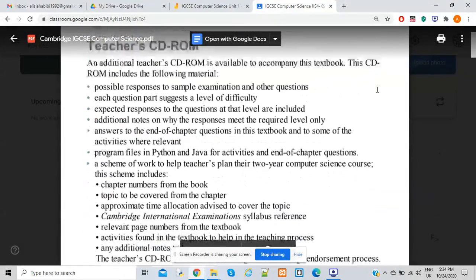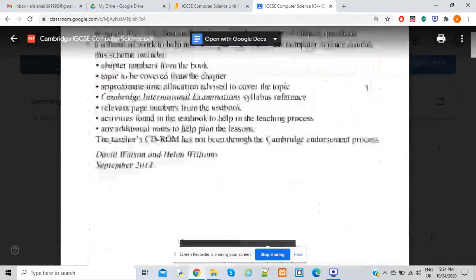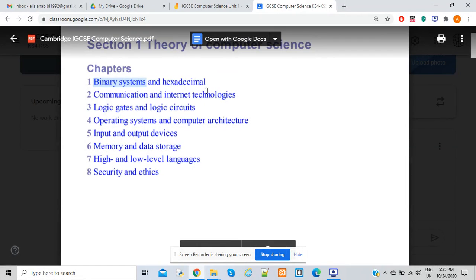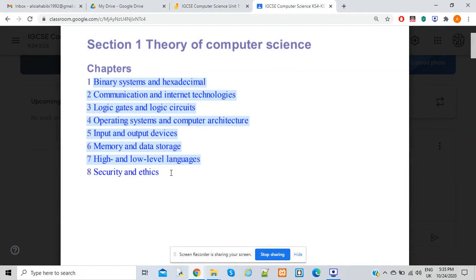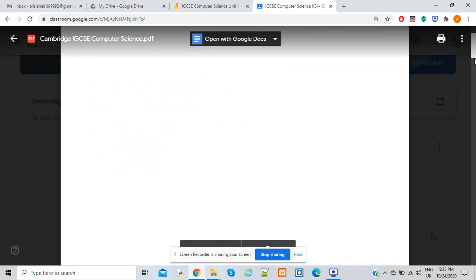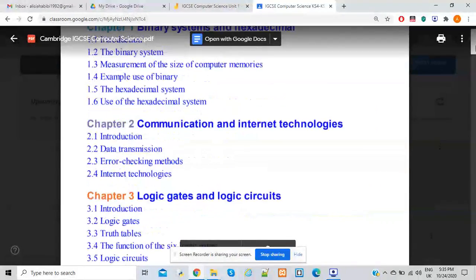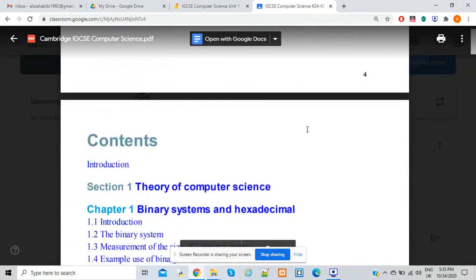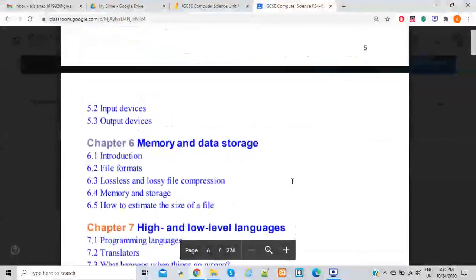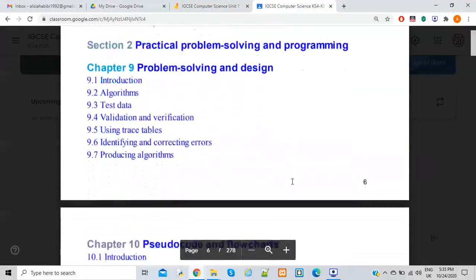Just a quick note, I would be covering the topics that are mentioned here sequentially, starting from binary systems and hexadecimals up to security and ethics, and also up to databases, because that's on chapter 13. So I'm pretty much going to cover all the topics on this textbook sequentially using verbal aids and explanations. Oh, there they are, guys. These are the topics. So from chapter 1 up to chapter 13 is what I intend to cover.